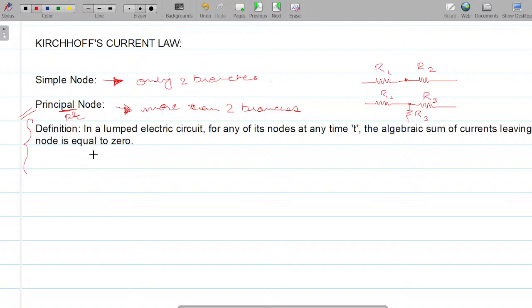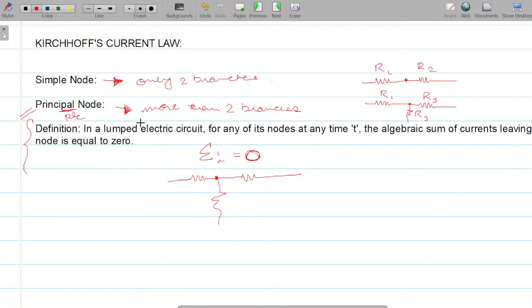Okay. Now by definition, what is Kirchhoff's current law? In a lumped electric circuit, as you can see on the screen also, for any node at any time, the algebraic sum of currents leaving the node is equal to 0. It is a very simple definition. At any point of time, the net current at a node, the summation of current, would always be 0, right? So this is Kirchhoff's current law.